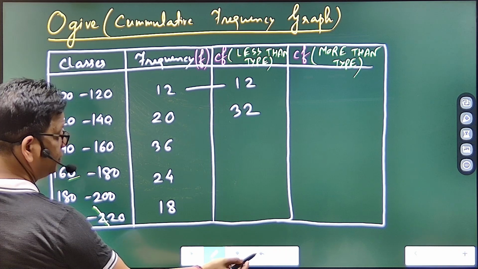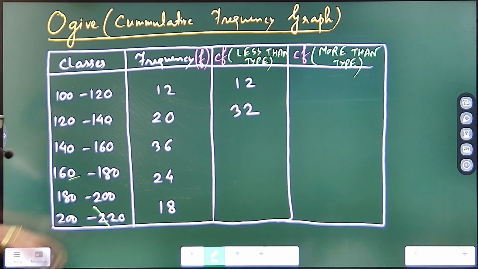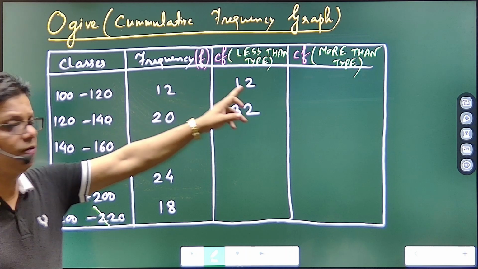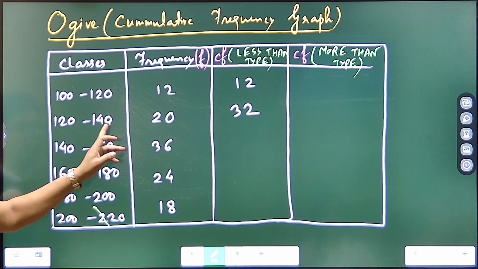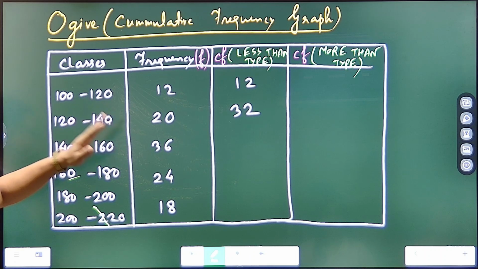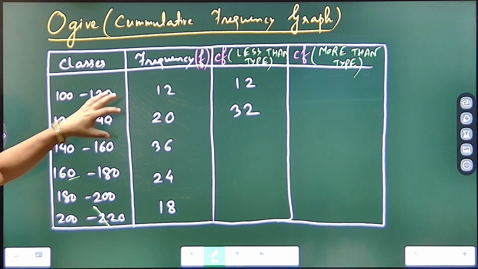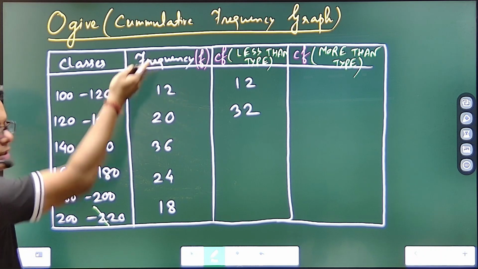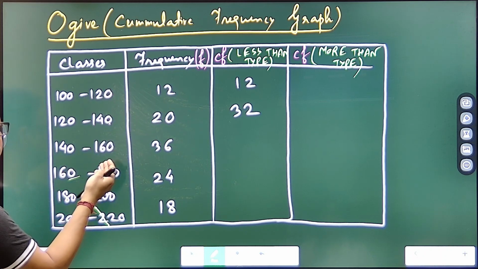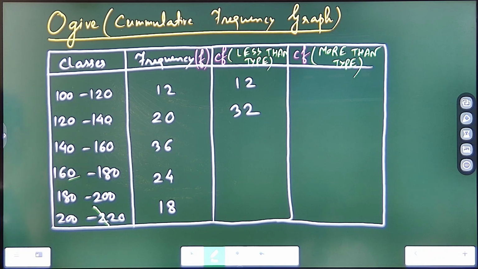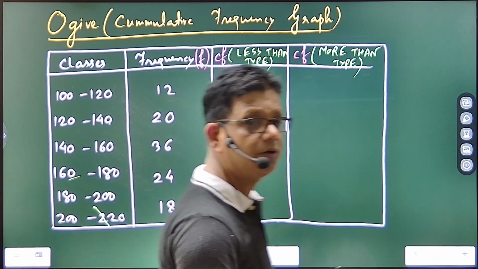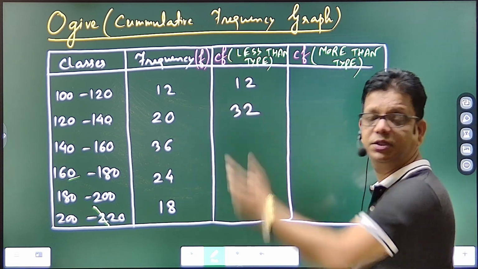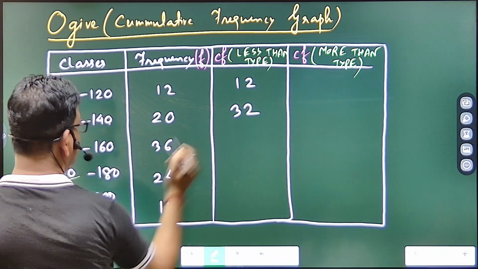Less than type, it's less than 120. How many people are there? Less than 120, 12 people are there. Less than 140 means those who are less than 120 also get less than 140. Now less than 160, what to do? Those who got, suppose, less than 10 in exam, they also get less than 50. So when you talk about less than, we need to add all the previous numbers. Yes or no? So less than 140, 32.